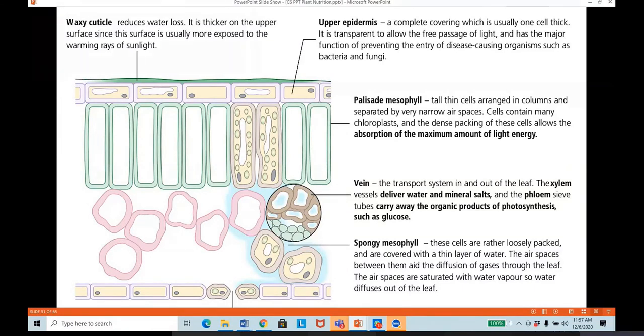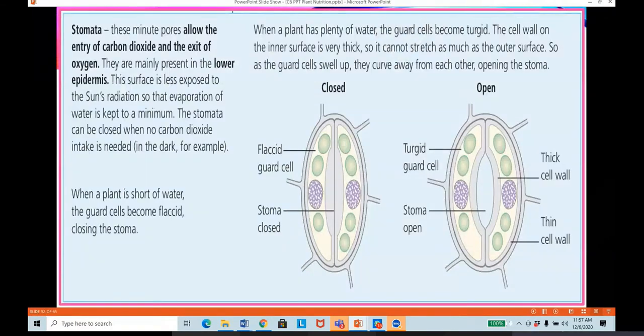Is it clear, ladies, about the function of each and every layer and also how they are placed one after the other in the structure of a leaf? Any questions so far? No, thank you. All clear. Shall we move on then? Yes. Can someone else also explain about the stomata and how they function, as we discussed already?